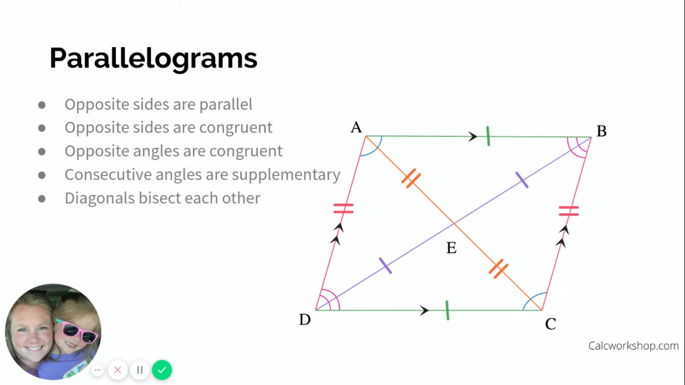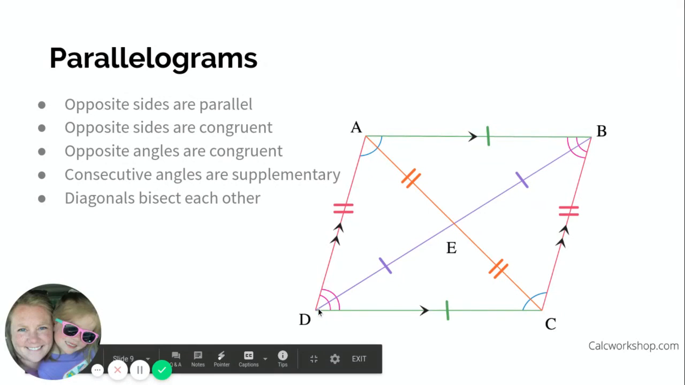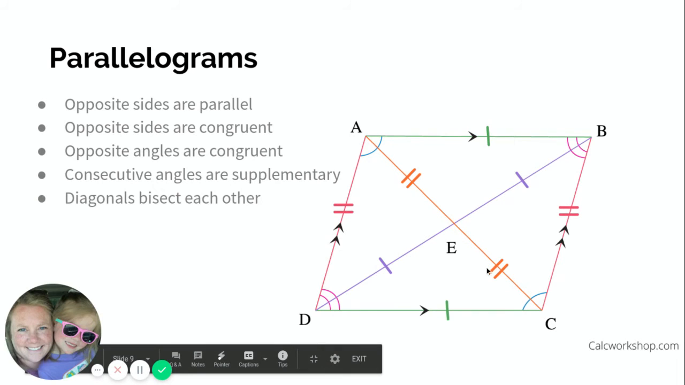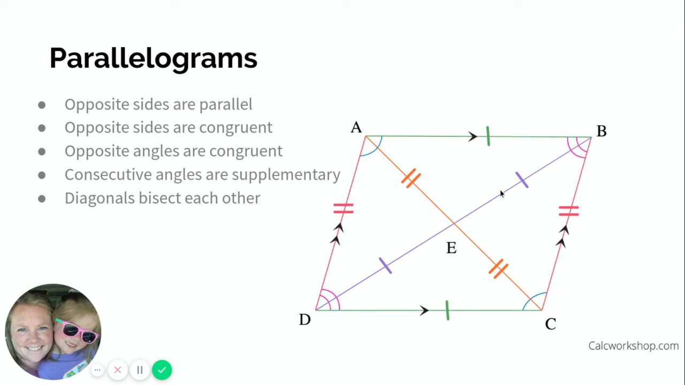The diagonals bisect each other. So if you'll look, going from one corner to another, from D to B, that's a diagonal. It's cutting straight through the middle. And it is being cut in half by this diagonal right here. They're congruent. So this piece is congruent to this one. It's bisected. And this piece is congruent to this one. It's bisected.